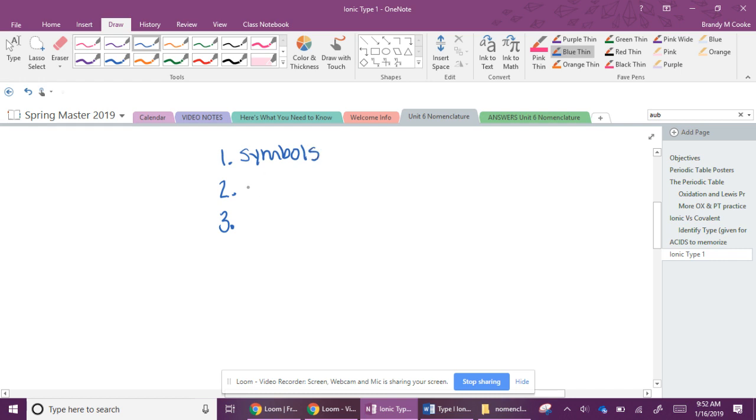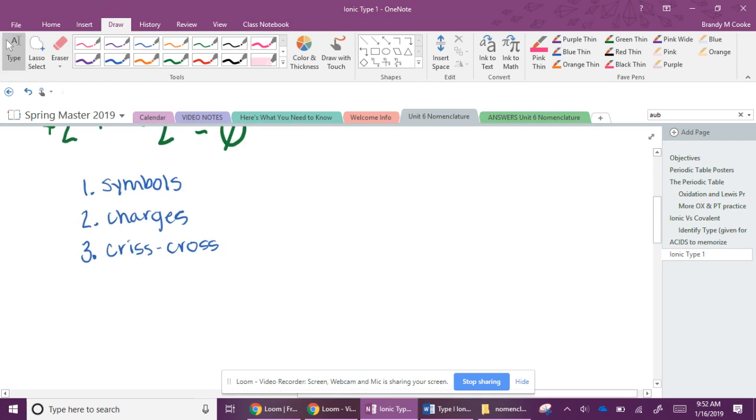Just like before. Step number 2, charges. Just like before. Step number 3, instead of getting all mathy and figuring out this charge and that charge, you just crisscross. Symbols, charges, crisscross. Okay, what does that mean?